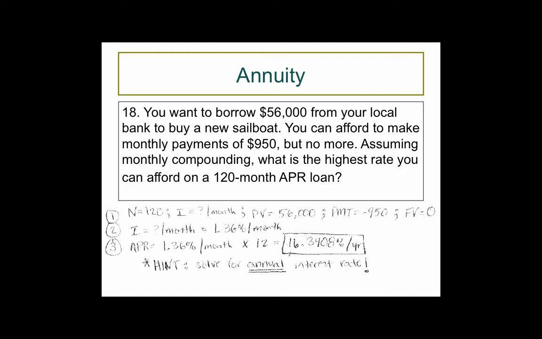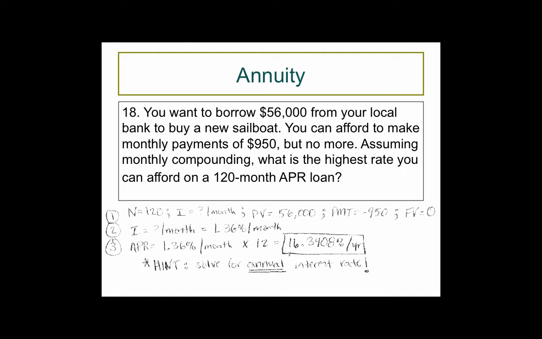Present value is going to be $56,000 because that's what the bank gave us. Okay, notice I didn't make that negative. I'm going to be paying over $950. I'm going to hit the negative sign, make that negative, and put it in for payment. I'm going to make future value equal to 0. And then I'm going to hit compute for I/Y. Now I'm going to get 1.36% when I do I/Y.